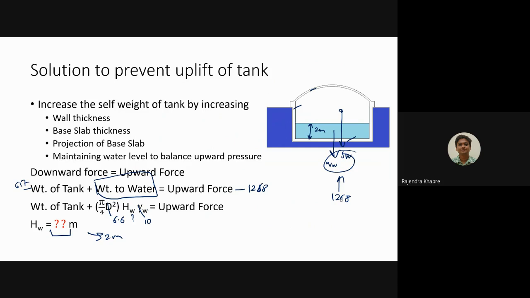So this is the most economical way of preventing the upliftment of the tank, especially in the rainy season. Okay, so this is one way. So we have discussed the prevention, that is increasing the thickness of the wall, thickness of the slab, and maintaining the water pressure. Right. There is another way of doing this, that is increasing the projection of the base slab.